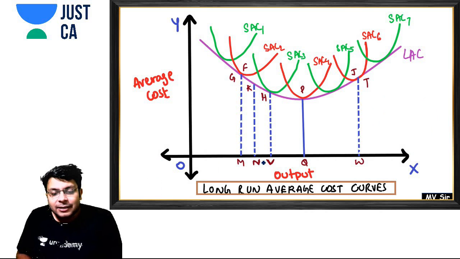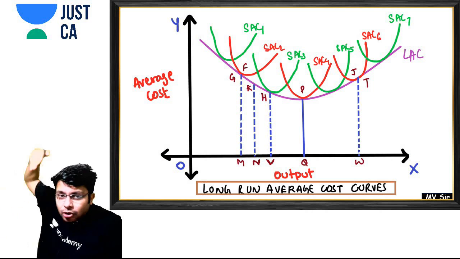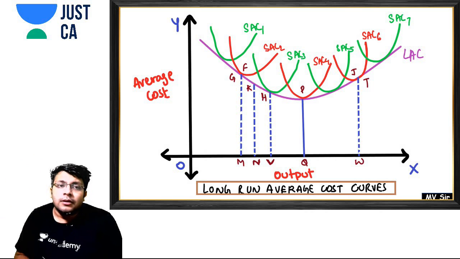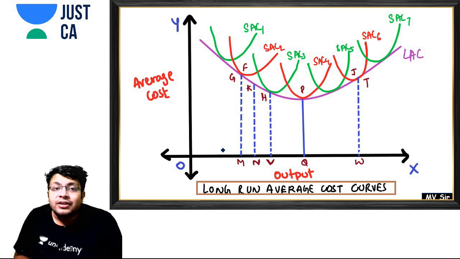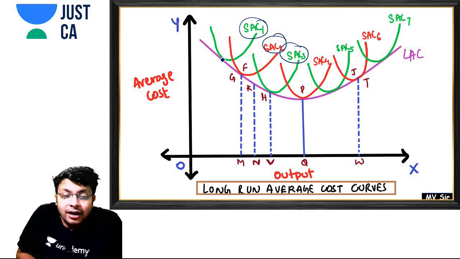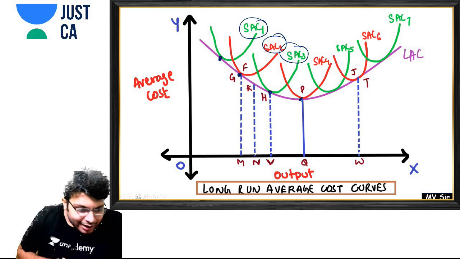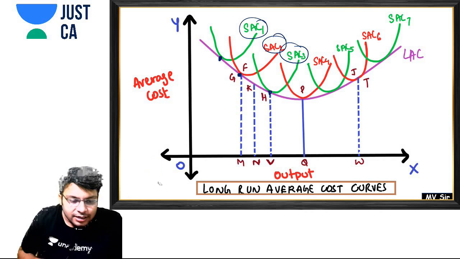Now see what is happening. Now see some very important point. When your long run average cost curve is decreasing, your long run average cost curve is tangent to the short run average cost curves at their falling portions. So what do you mean by at their falling portions? Now please understand.